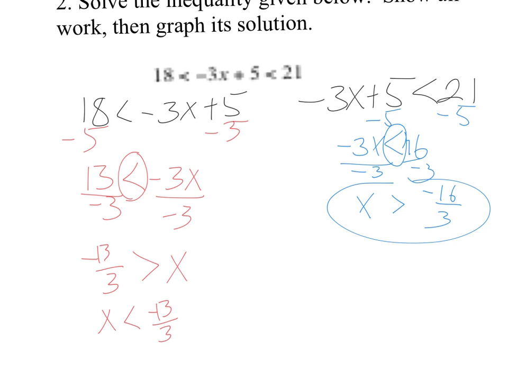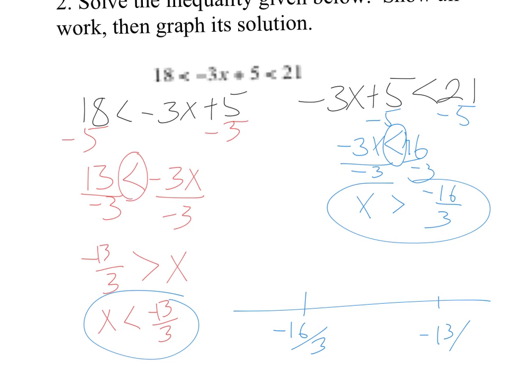I've got to use these two pieces of information in concert. What I mean by that is I'm going to put both of these on my number line. So negative 16 over 3, negative 13 over 3. And I'm going to try to see some points and see if they work.